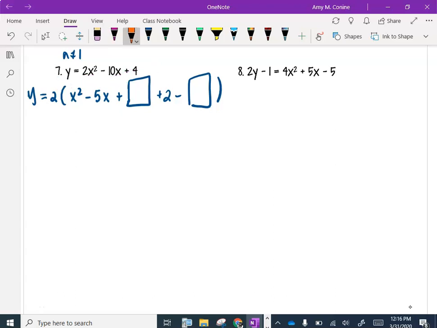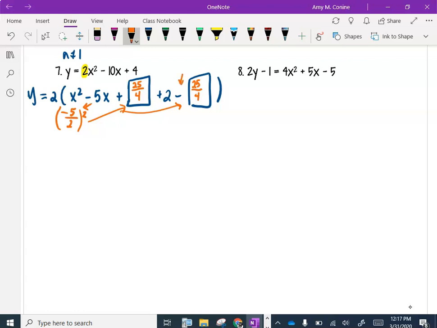So now we have parentheses because the 2 is out front. Our a is 2. So the 2 is going to represent the a in the vertex form. So now we're going to take my -5 and we're going to divide it by 2 because that's b. And then we're going to square it because remember it should always be a positive number. So now we should have 25 over 4 and it should be positive. So it's positive there. And then this one will be negative.